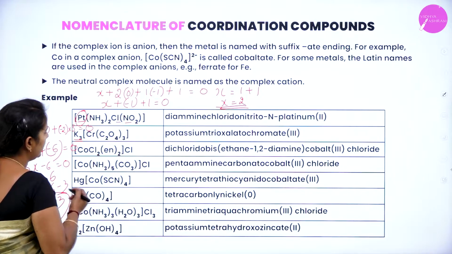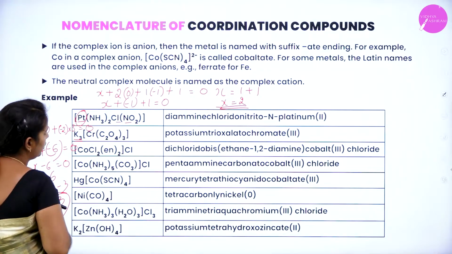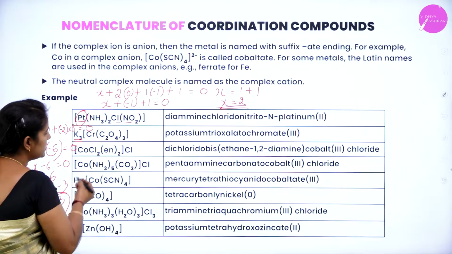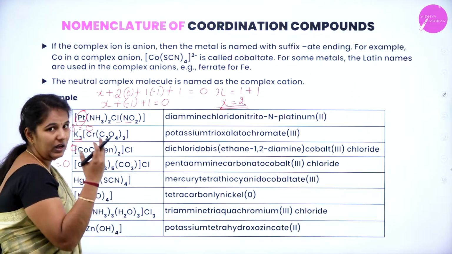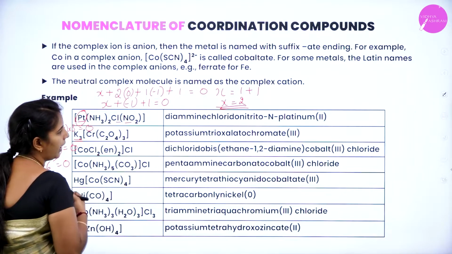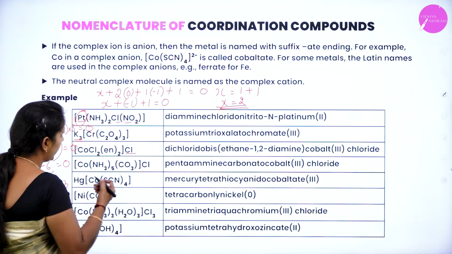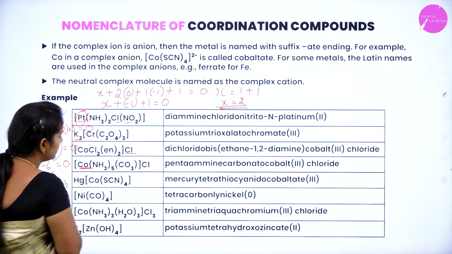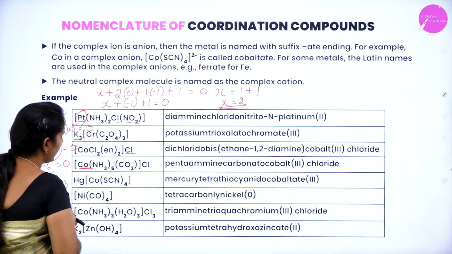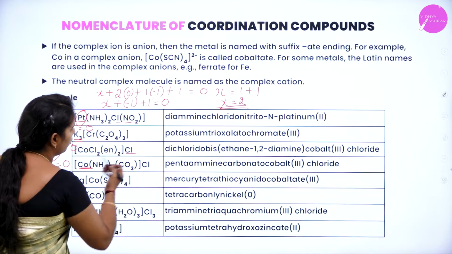Similarly, you can go with one more example, and it is named dichlorido ethane diamine, which is known as en. That is ethane-1,2-diamine cobalt, and the oxidation state of cobalt is 3, chloride. Okay. Next we have cobalt as a central metal atom surrounded by 2 different kinds of ligand, and it is named pentaammine carbonyl cobalt(III) chloride.